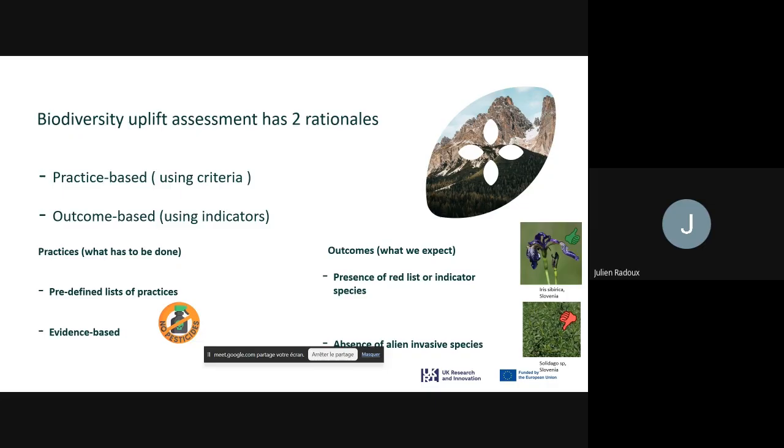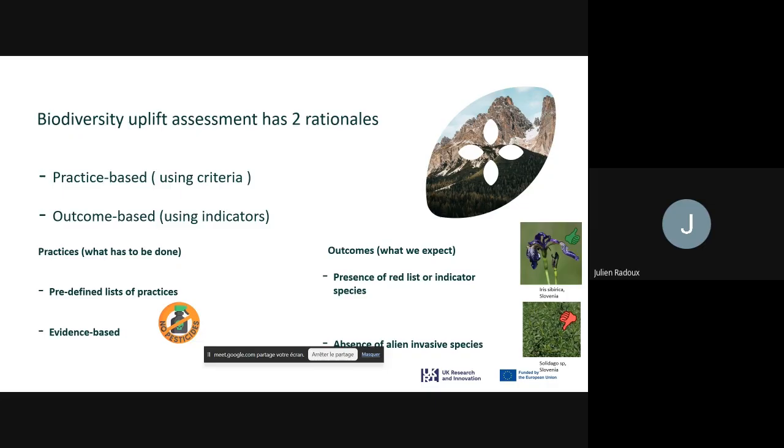For the practices, we have a pretty fine list that was mainly discussed with the Museum of Natural Science of Paris in France, and drawn from previous projects. It's more evidence-based. It's based on the fact that all scientists agree that, for instance, stopping the use of pesticides will improve biodiversity. For the outcomes, it is what we expect.